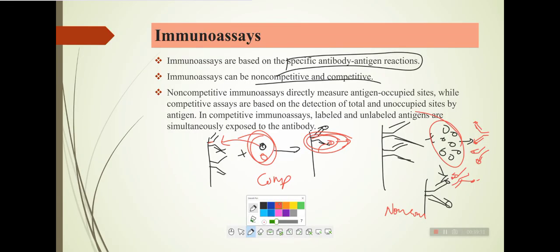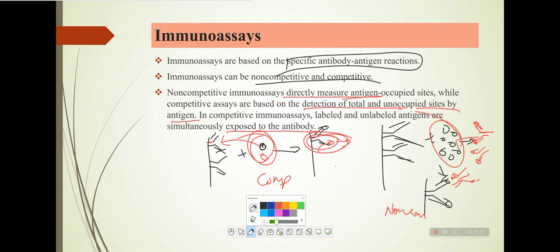In non-competitive immunoassay, we directly measure antigen. Means we directly add antibody with labeled antigen and measure the occupied site. While competitive assays are based on the detection of total and unoccupied sites by the antigen. In competitive immunoassay, labeled and unlabeled antigen are simultaneously exposed to the antibody, right?